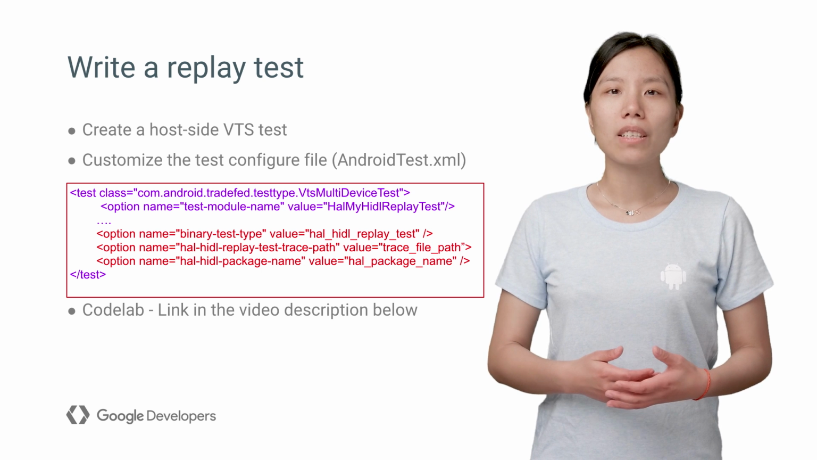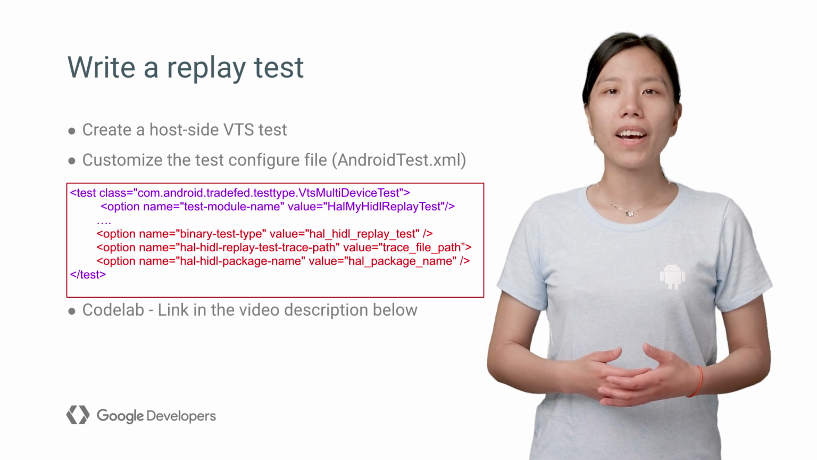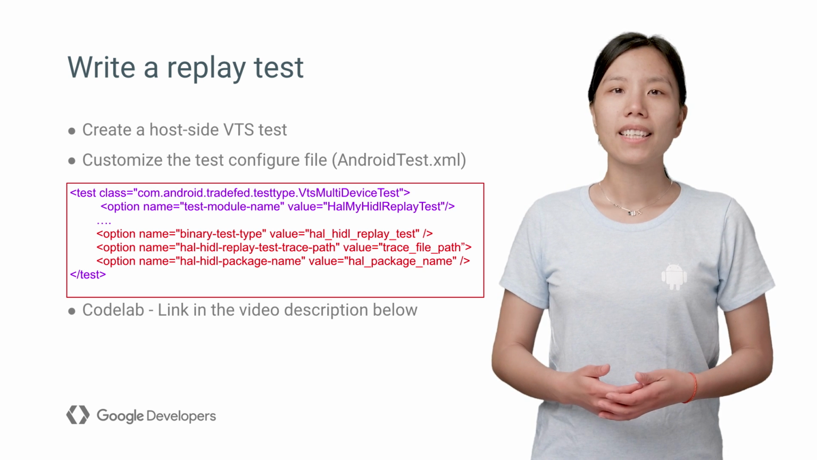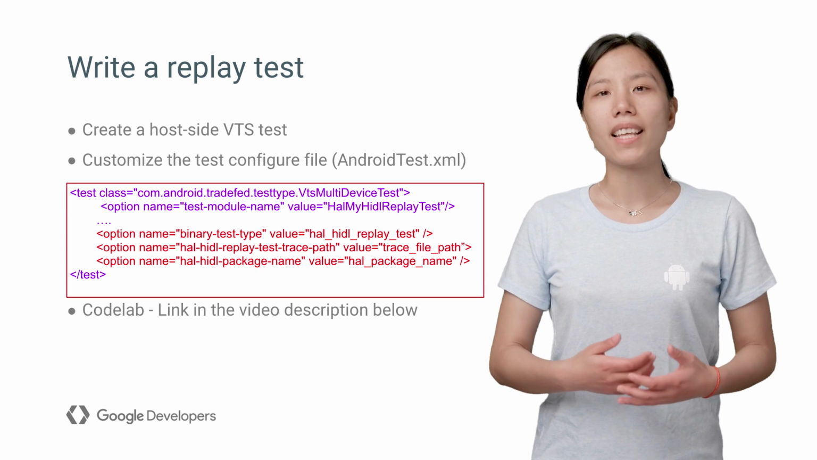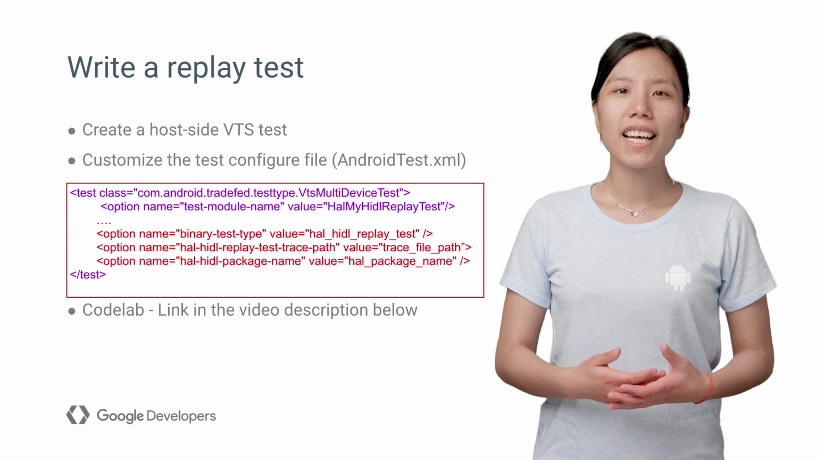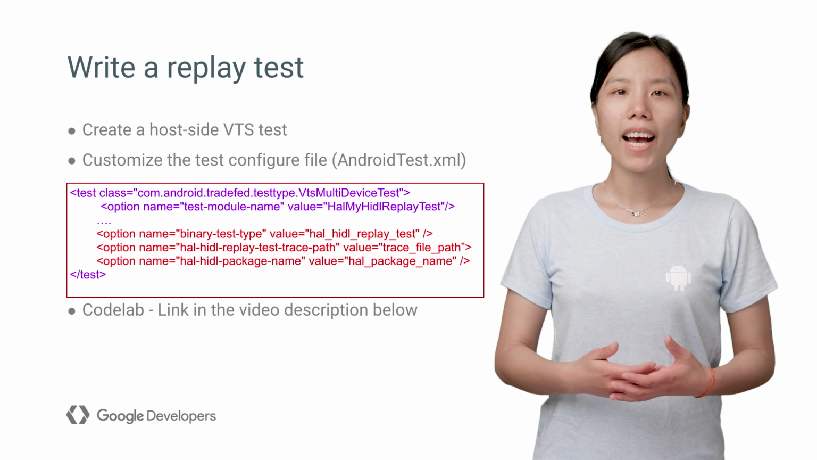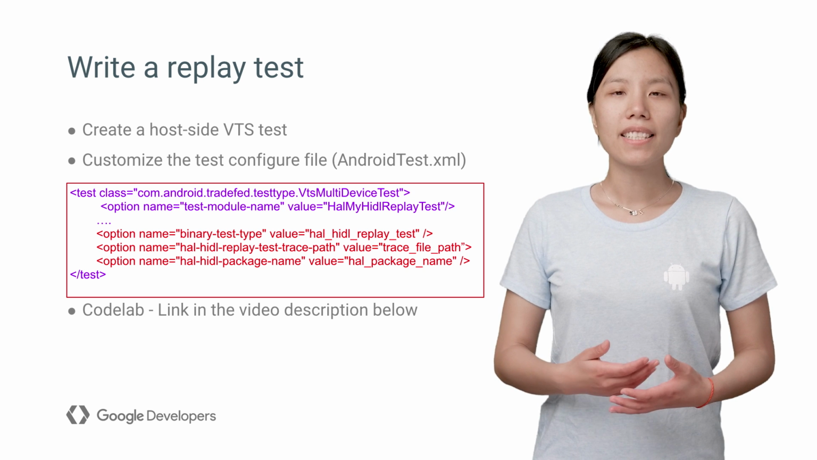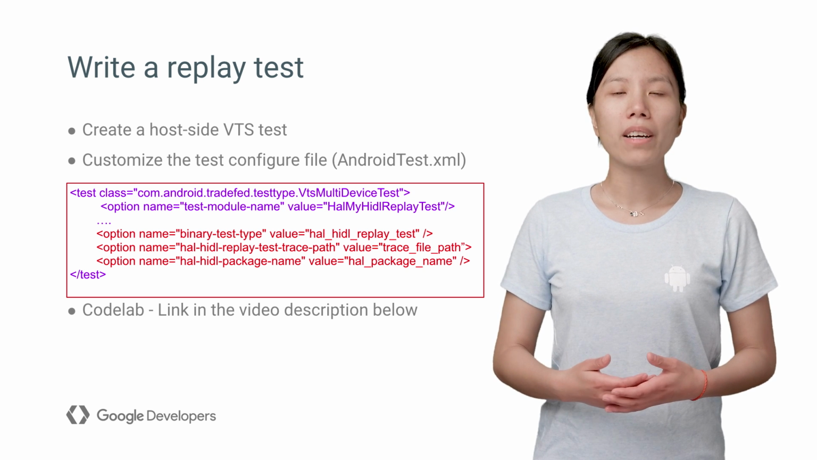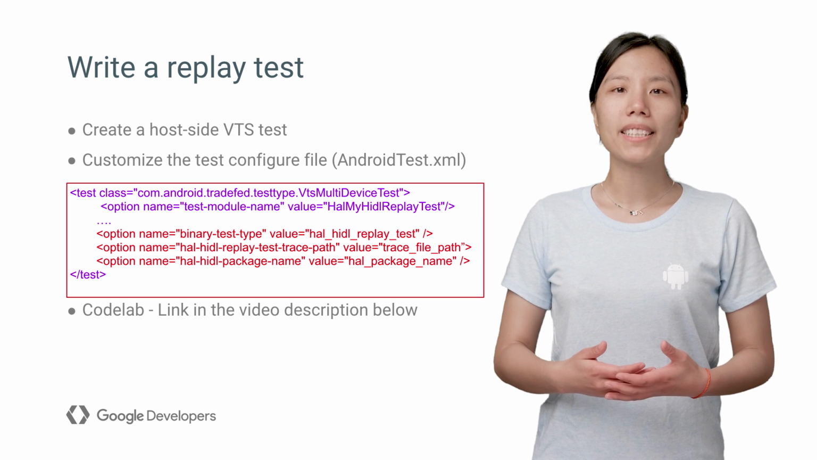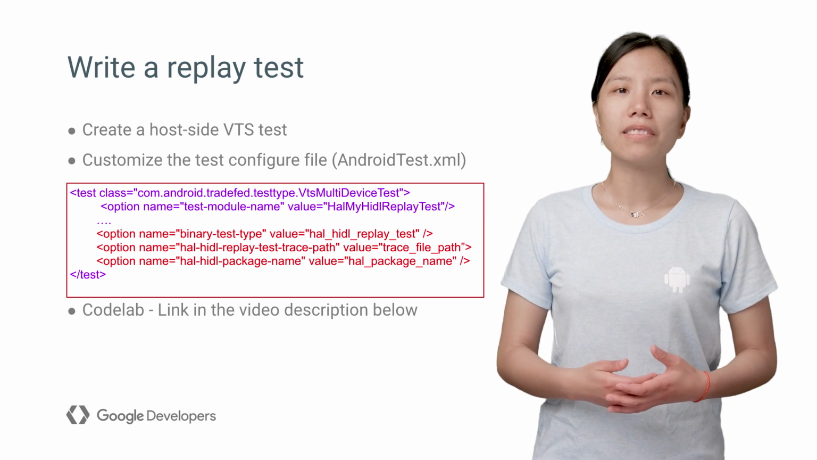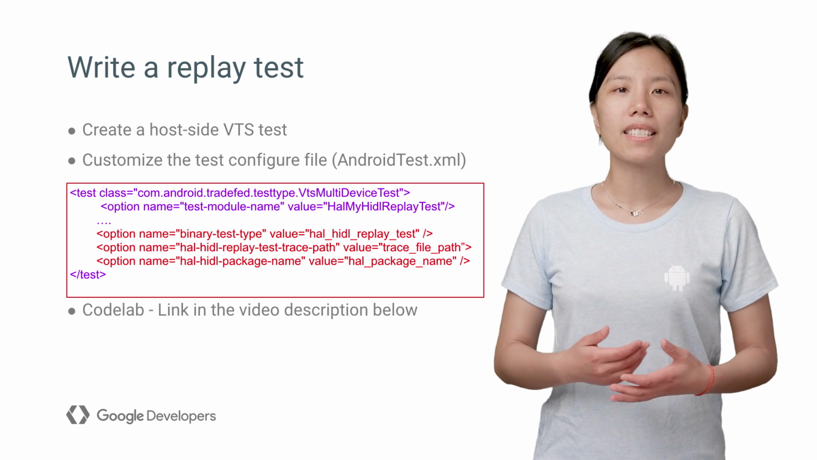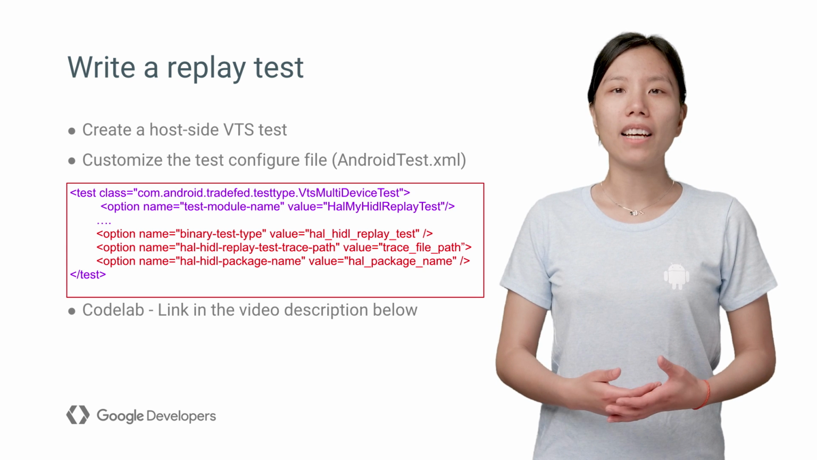To create a VTS replay test based on a given trace file, it is similar to creating a host-side VTS test. The difference is to customize the test configuration file by first setting the test type as HAL HIDL replay test to use the VTS replay test template, and second, to configure all the trace files by setting the HAL HIDL replay test trace paths for each trace file, and finally, to add the HAL package name to integrate the VTS test runner for the particular HAL.